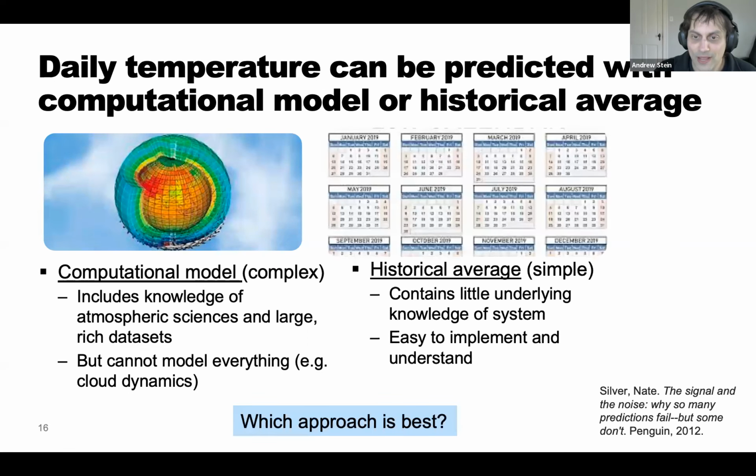And then all the way on the other extreme, there's this really simple heuristic you can use, where you have the last 100 years of historic temperature averages for every day. So if you want to predict the temperature one day in the future, you just look at the average and take that. And this takes none of the knowledge of today, like the atmosphere, into account, but it's a really easy method to implement and understand.